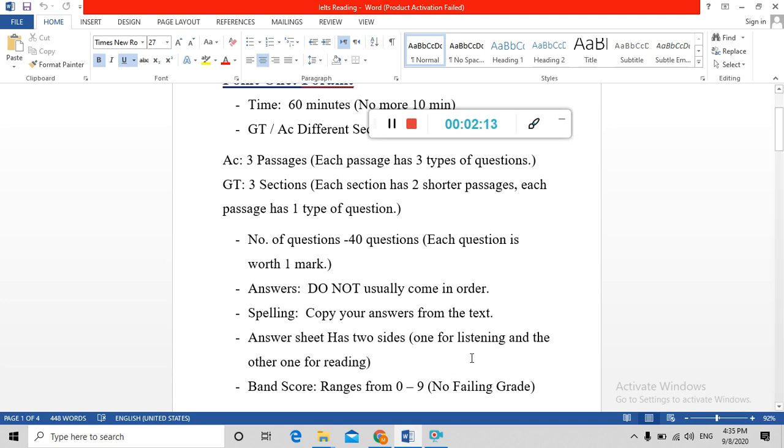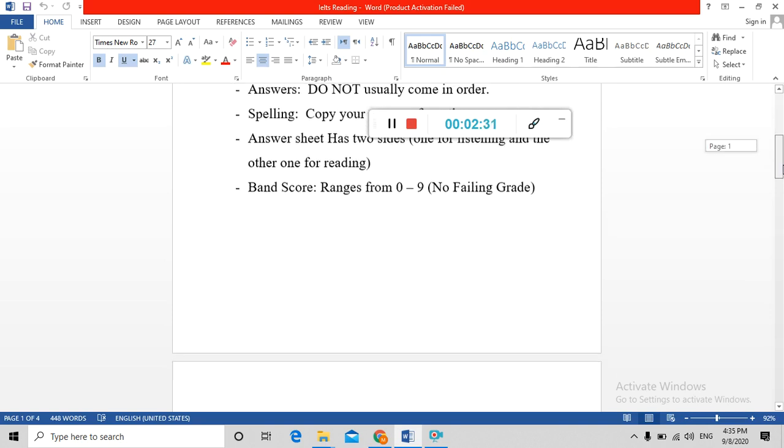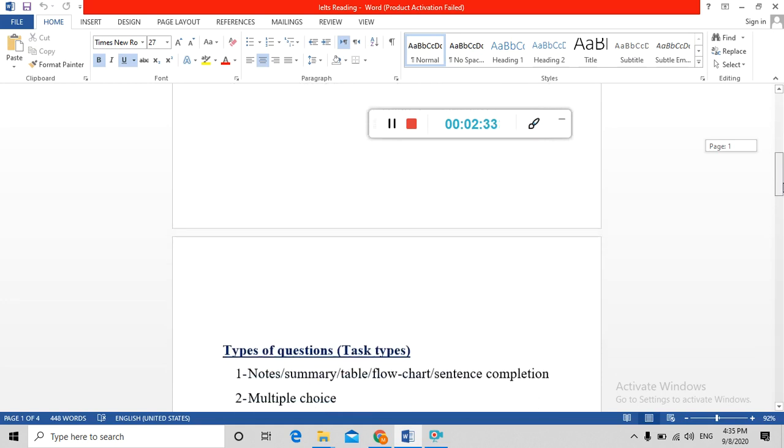Band score ranges from 0 to 9, no failing grade. I mean there is no passing or failing mark. You can get 2 out of 9 or 3 out of 9. It depends on your performance and achievement.